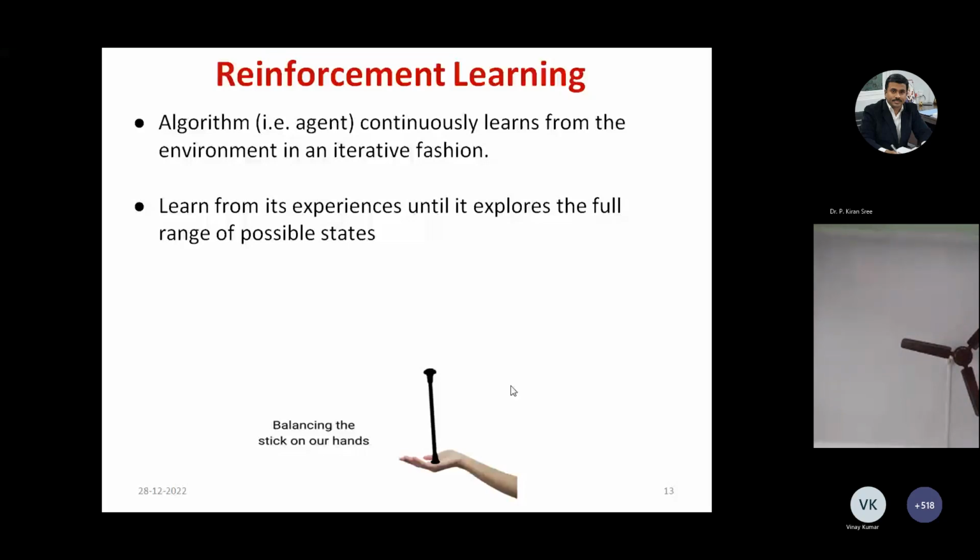This algorithm will be continuously learning or observing the state of an environment. Based on the state of the environment, it takes some action. According to the action, the system may receive a reward or a reinforcement. Based on this, it will keep adjusting its actions. So this is reinforcement learning. Here is an example to understand it. How do we balance a stick on our hand? Based on the position of the stick, we adjust our hand. When we adjust the hand, the position of the stick changes. So this is a perfect example of reinforcement learning.